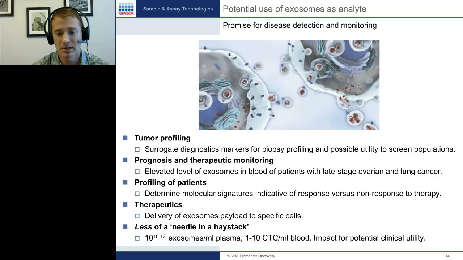Exosomes have therapeutic implications simply because you can deliver an exosome payload to specific cells. And lastly, exosomes are less of a needle in a haystack. There are 10 to the 12 exosomes per ml of plasma, while there are only 1 to 10 circulating tumor cells per ml of blood, and this has impact for potential clinical utility.